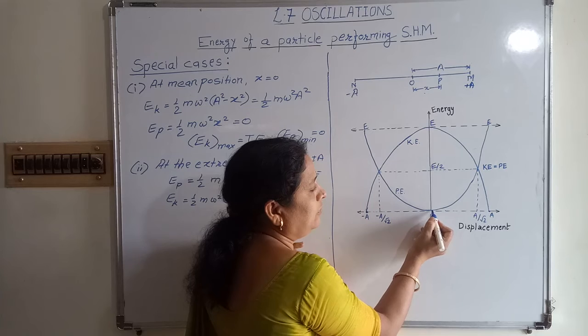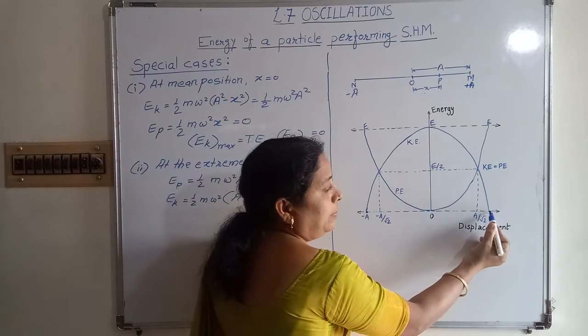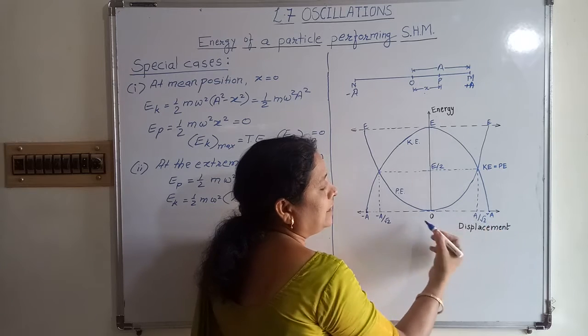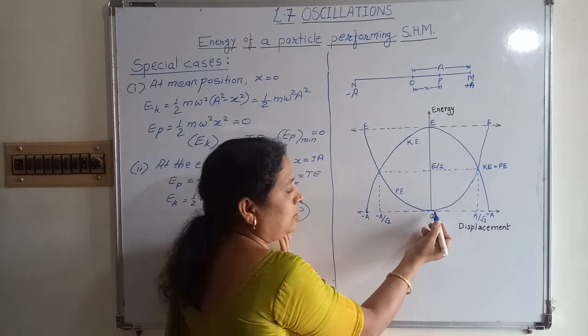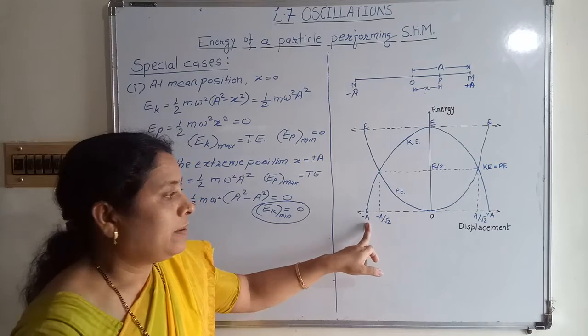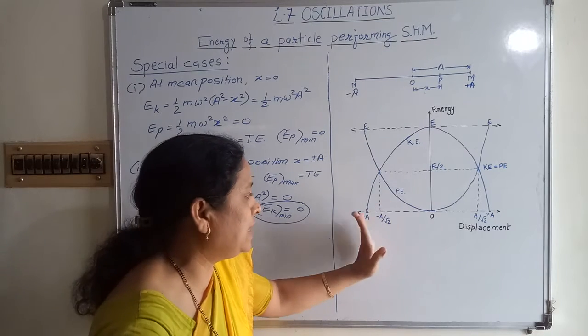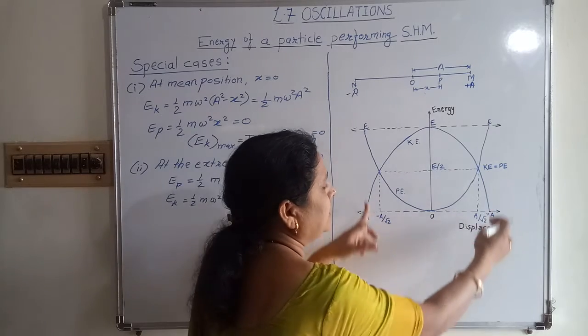Suppose at the origin the displacement is 0. This is the point plus a, the maximum displacement on the right-hand side on the x-axis, and towards the left of the origin, suppose this is the point minus a, the maximum displacement, the amplitude, at the negative extreme position. So this is the path of linear S.H.M.